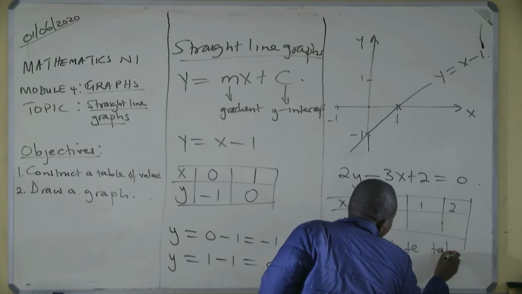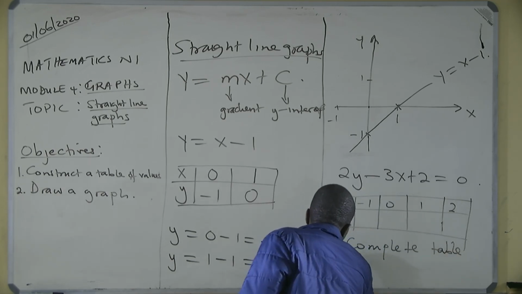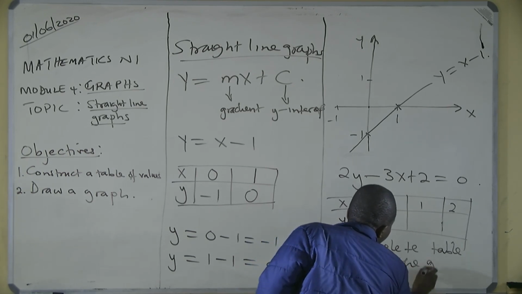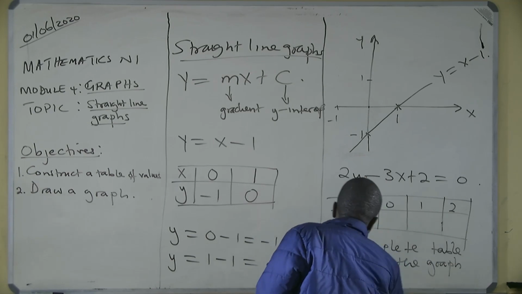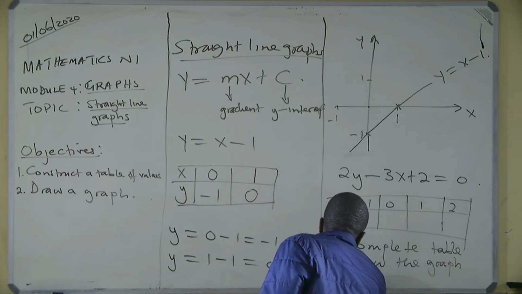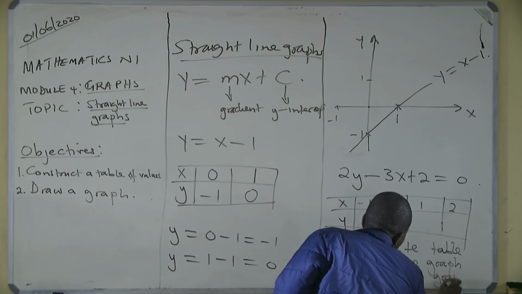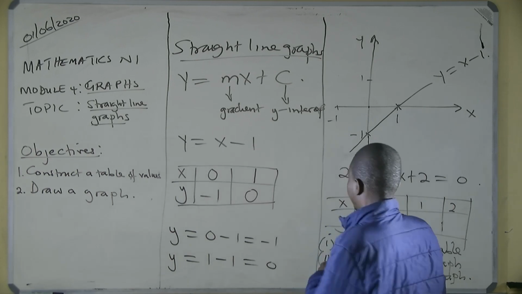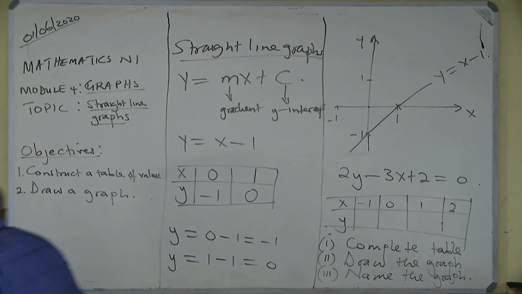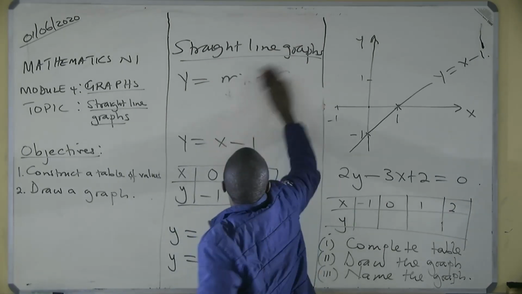The question wants us to complete the table. Then number 2, to draw the graph. Then finally, to name the graph.